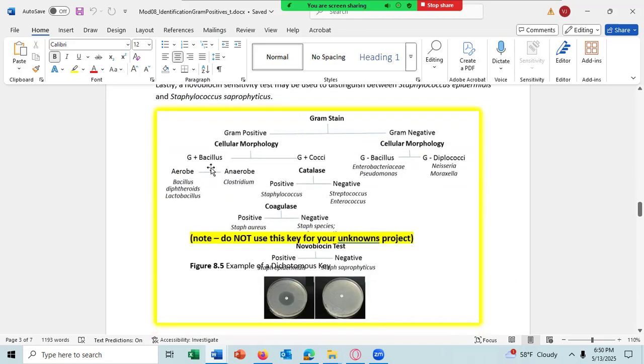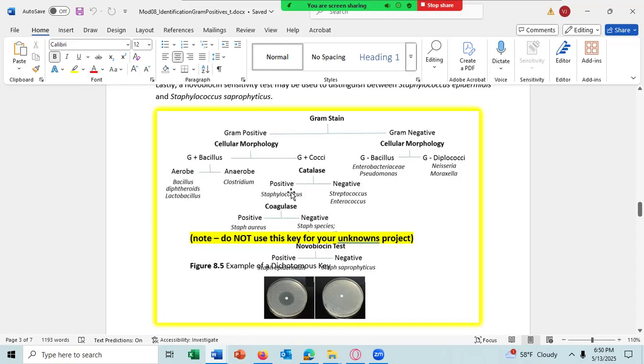And then we look at the shape of the cell. We have a gram-positive bacillus and gram-positive cocci. We're going to cross out the gram-positive bacillus and follow the gram-positive cocci. We then look at the catalase test, which separates cells into catalase positive and catalase negative. We're going to scratch out the catalase negative and then follow the catalase positive, and this narrows it down to the Staphylococcus species, or the family.